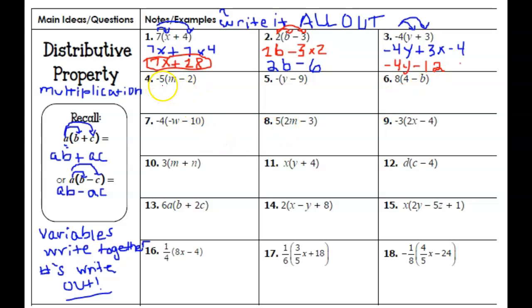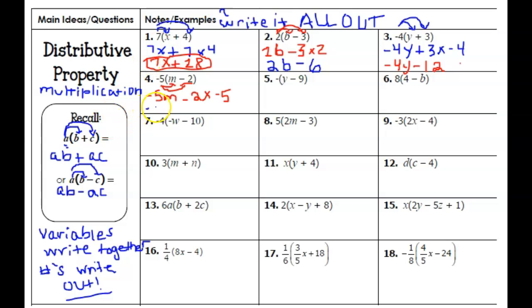Let's go down to this next one. I got a negative 5 times m and m minus 2, okay? This is telling me distribute that negative 5 all the way through. So I write it out. I put together the variables. So this would be a negative 5m. And then I would have a minus 2 times negative 5. Okay, now I'm going to simplify my expression.